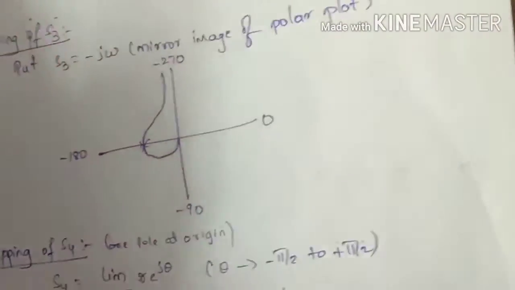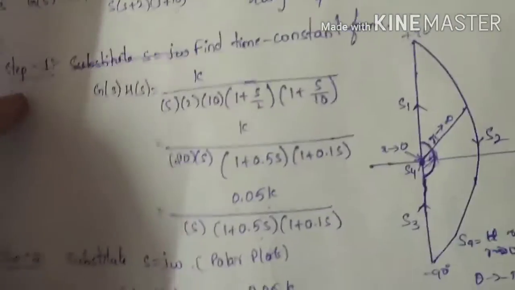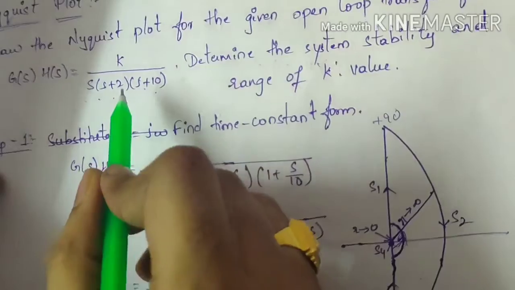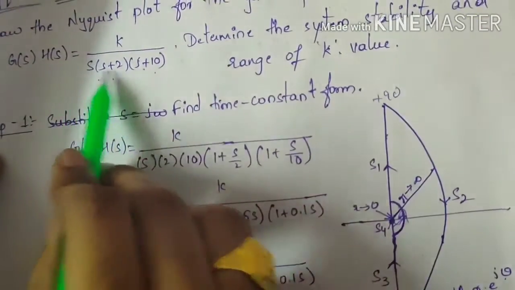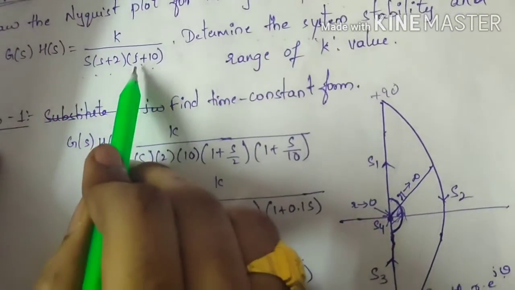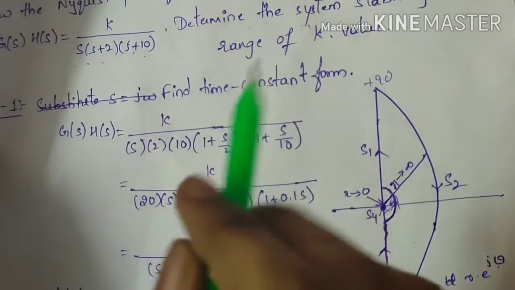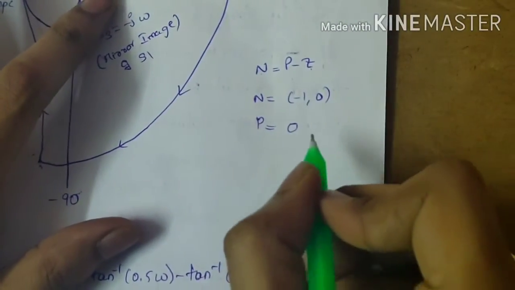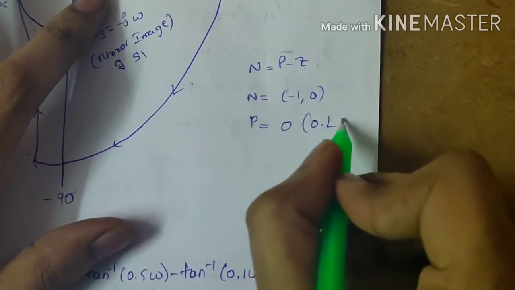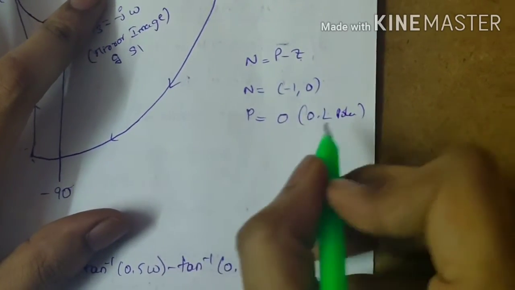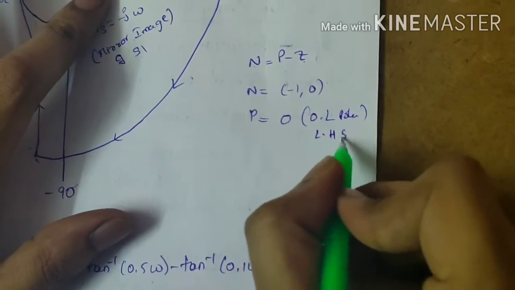So if you observe the question, what is the question here? K by S into S plus 2 into S plus 10. So how many poles are there here? Only 3 poles. All these 3 poles are lying on the left hand side only. No pole is lying on the right hand side. So the P value will be 0. Why? Because no open loop poles are lying on the right hand side. All open loop poles are lying on the left hand side.